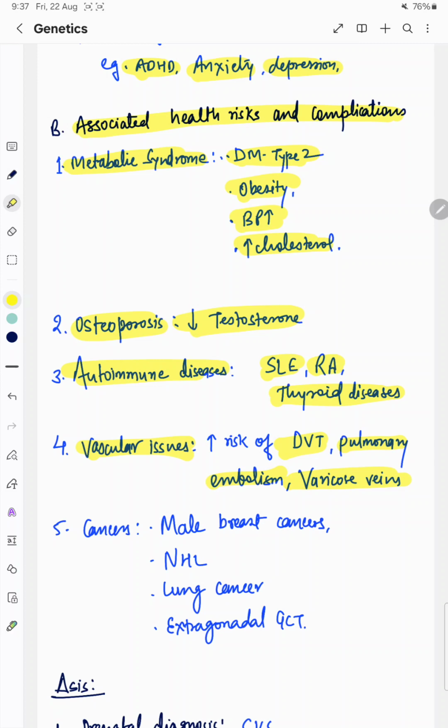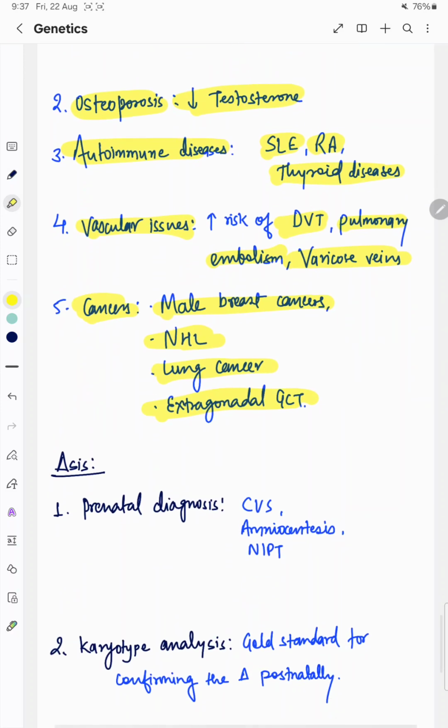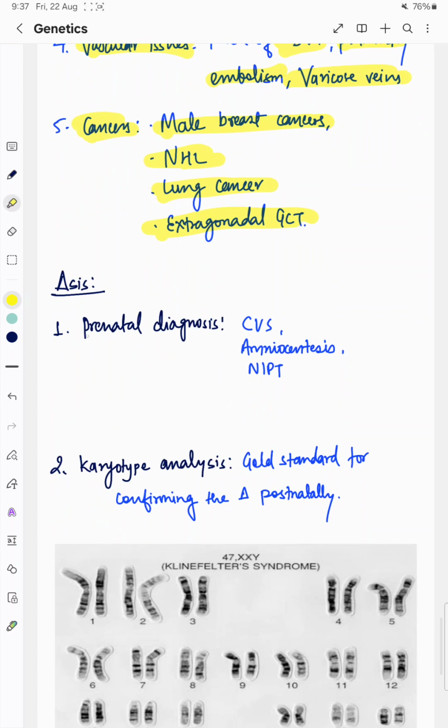Vascular diseases like deep vein thrombosis, pulmonary embolism, and varicose veins are also seen in patients of Klinefelter syndrome. These patients are at high risk of developing a few cancers like male breast cancer, non-Hodgkin lymphoma, lung cancer, and extragonadal germ cell tumors.